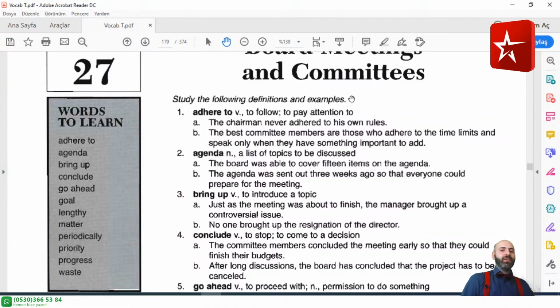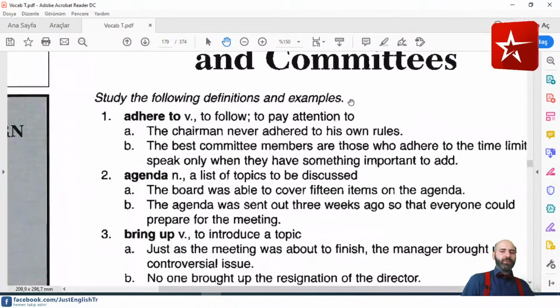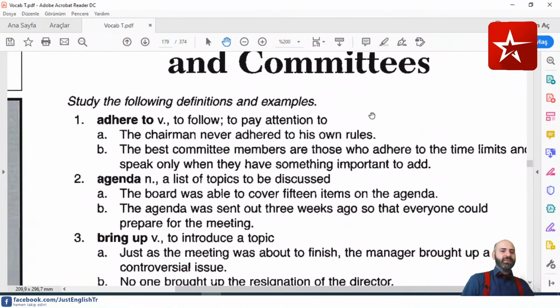Again, we are going to learn 12 new words, and after that we will do some exercises about these words. First word that we are going to focus on is adhere to. Adhere to, it means to follow something or to pay attention to something. It is a verb, and we have two example sentences like this.